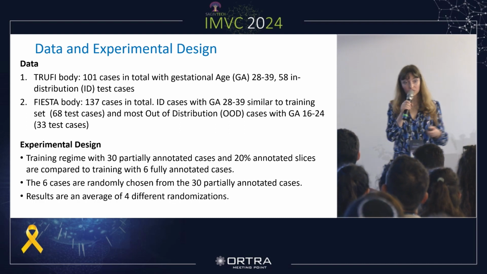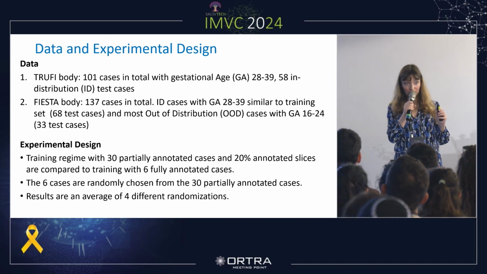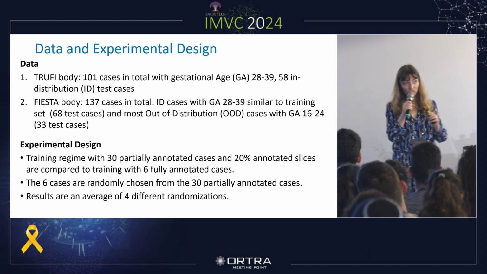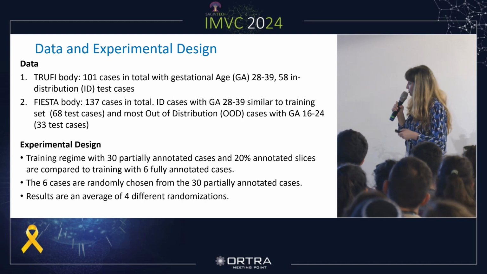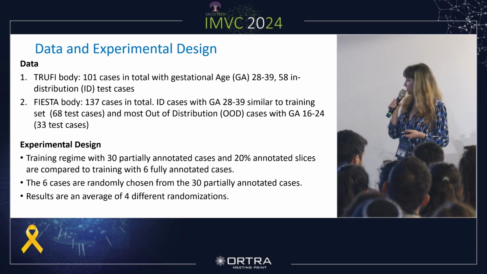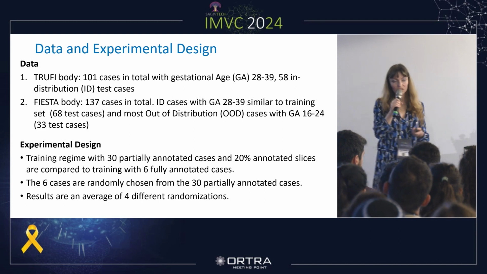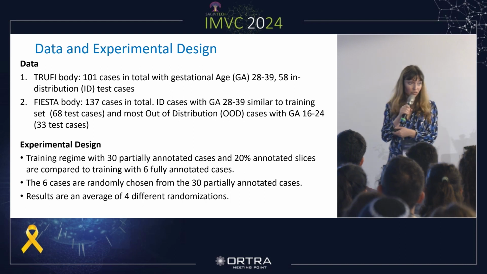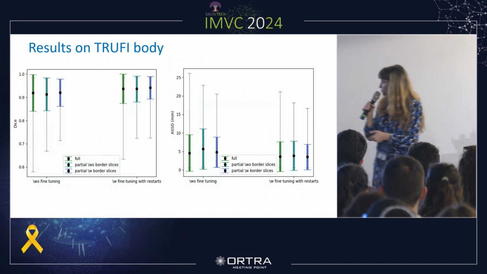In all our experiments, we compare only 6 training fully annotated cases to 30 partially annotated cases with 20% of annotated slices, which means that they should be pretty much comparable in terms of annotation time. Of course, because we are dealing with so few cases, we performed 4 different randomizations, and the results that you can see here soon are the average of those randomizations.